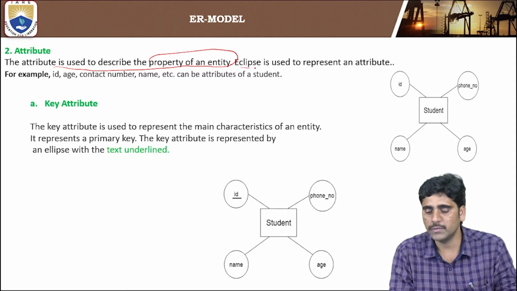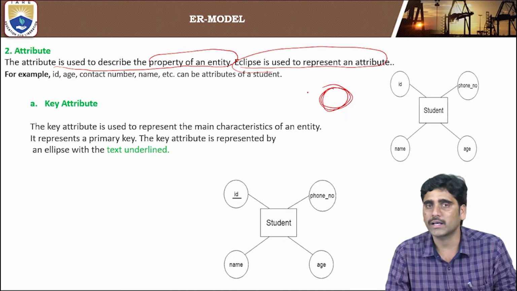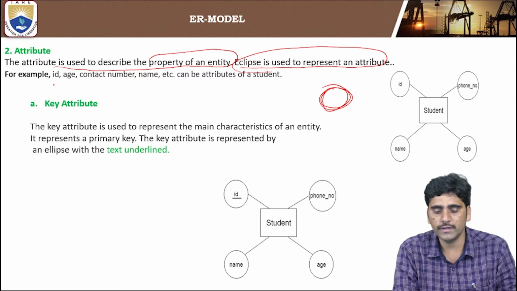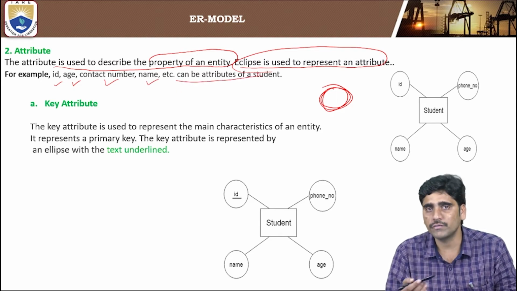We mentioned that an ellipse is used to represent an attribute. Each and every attribute is represented with the symbol of an ellipse. For example, ID, age, contact number, name, etc. can be attributes of a student.